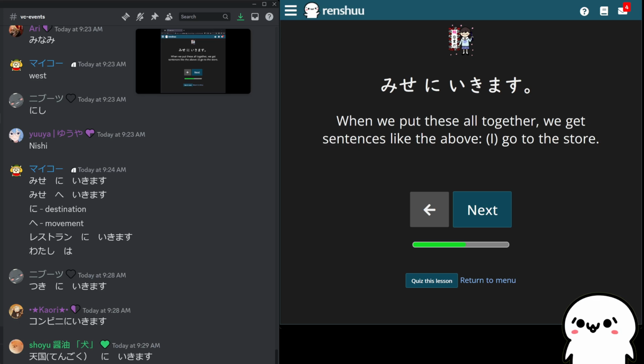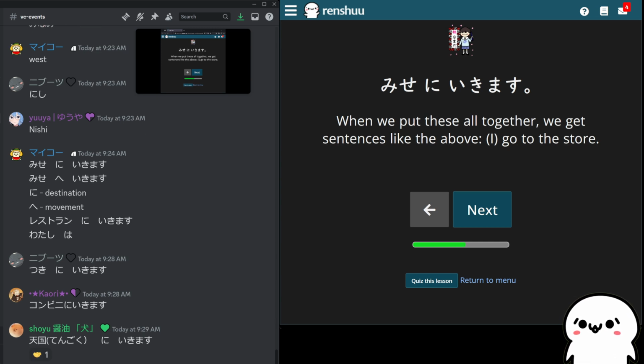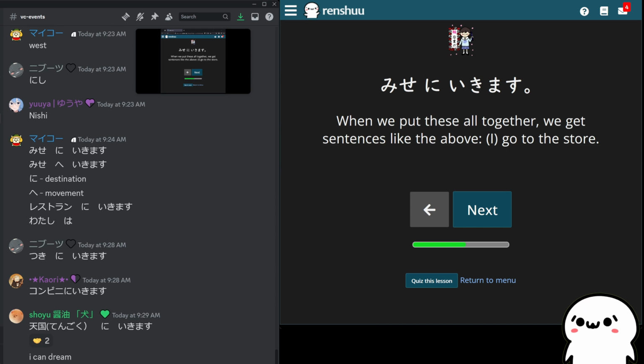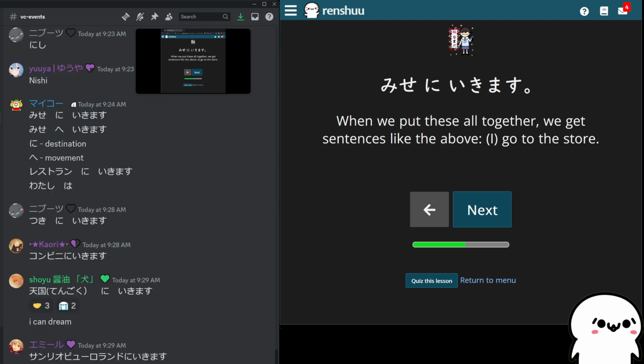Shoyu is getting ahead of themselves and saying that they're going to go to heaven. Hopefully not too soon. But I'll give you about 30 more seconds. If you have any other sentences, give it a shot. There's no problem with making a mistake here. And I'll be right back.